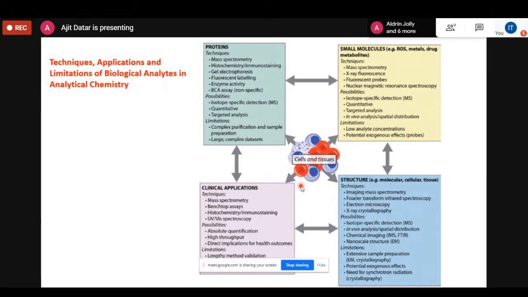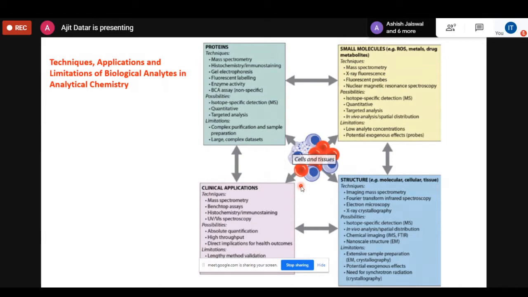You can see what kind of problems are being faced when we try to do testing for COVID-19. It takes more time because it was so sudden that methods could not really be developed which could be very fast. There are direct implications for health outcomes, because these tests are very, very important. Limitations: there are lengthy methods of validation, and that's the problem because one has to validate any method. If anybody develops a method, it has to be properly validated before it is put into practice.